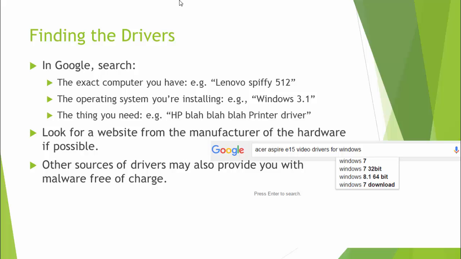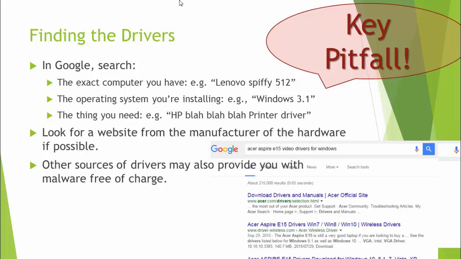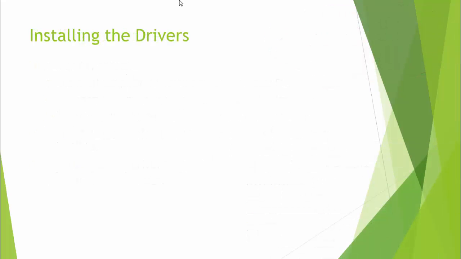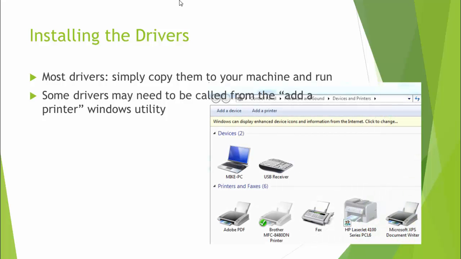So the good news here, by the way, is that Google will help you out, suggesting options for completing a given request. And in here we can see some generic offerings, www.driver-wireless.com versus acer.com, the official site. We want to resist the temptation to look at that other fairly official looking website. Now, most drivers, you can simply copy them to your machine and run them. Some drivers may need to be called, specified from the Add a Printer Windows utility. You can go through this process pretty easily and should be fairly comfortable with this by the end of the course.